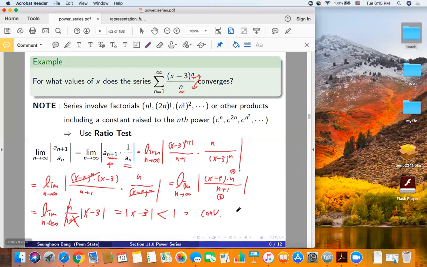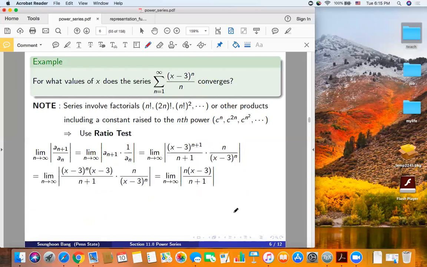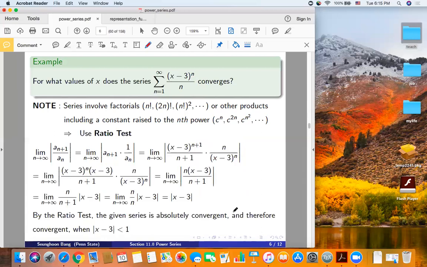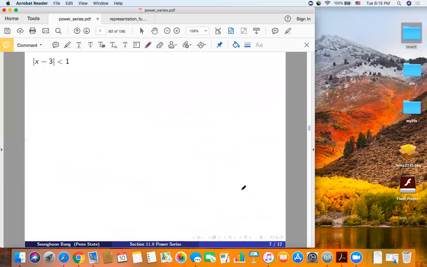Right? This is the idea. You can use it here, like this. X minus 3 is less than 1 converges, greater than 1 diverges. So we have this result. Next, you have to solve this inequality for the convergence result. So here, you can solve. In this case, x minus 3 is between minus 1 and 1.